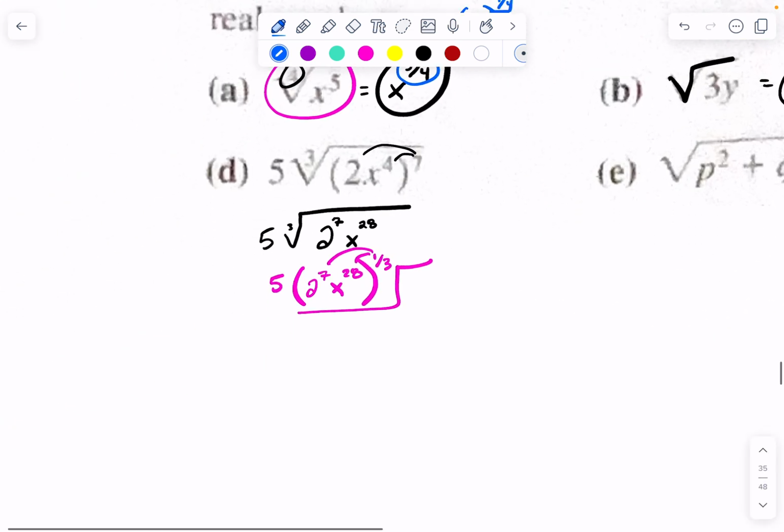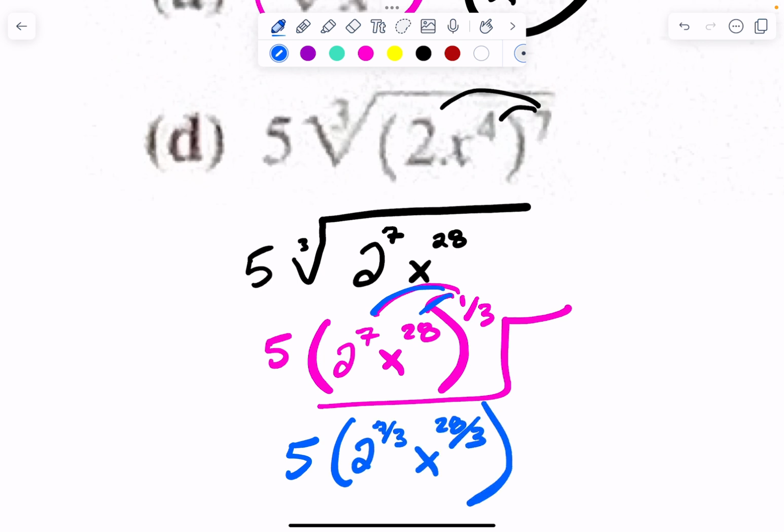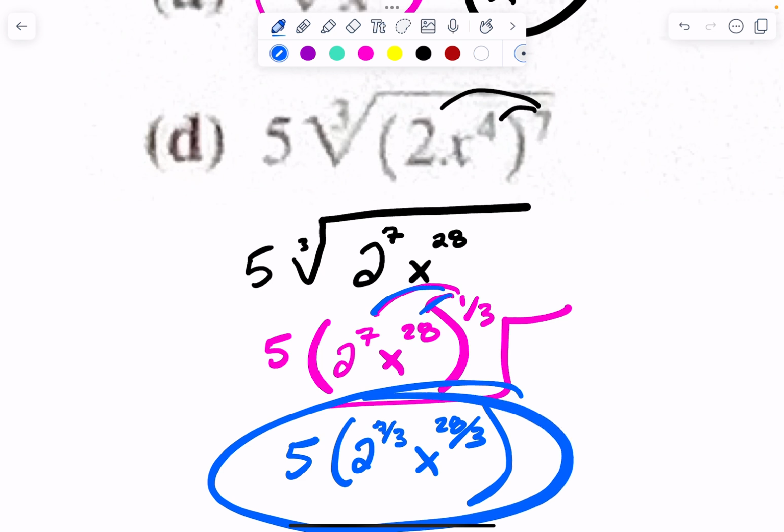Okay, so what we can do down here as D is I'm going to write that to the 1/3 power and then I'm going to distribute that through for these guys. So 5 still just chilling. This is 2 to the 7/3 x to the 28/3. Okay, what a danged old mess. And we're just going to leave it like that.